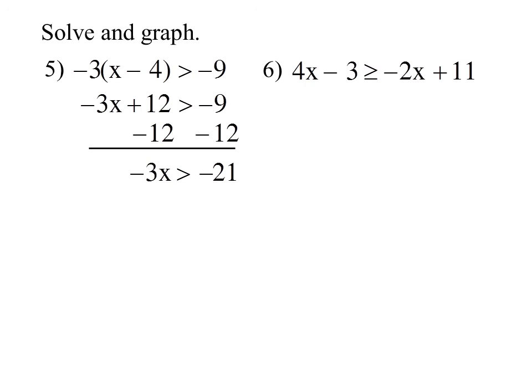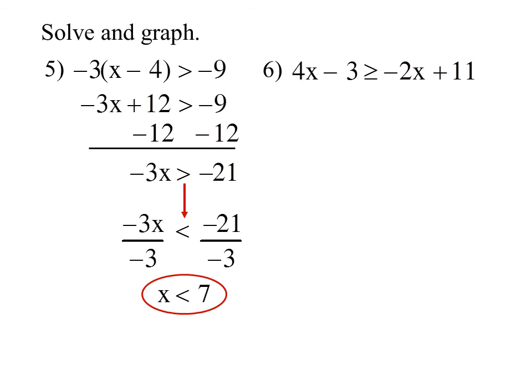What do I do now? Divide by negative 3. And when I divide by negative 3, what's going to happen? The sign is going to switch because we're dividing by a negative. If I multiply or divide by a negative, I have to flip that greater than and make it less than. Otherwise, I'm going to have the wrong side of my point shaded in. So we do not fill in the point at 7, and we're looking at less than, so all the numbers less than 7 would be 6, 5, 4, 3, 2, 1. This arrow represents the infinite number of numbers that are less than 7.